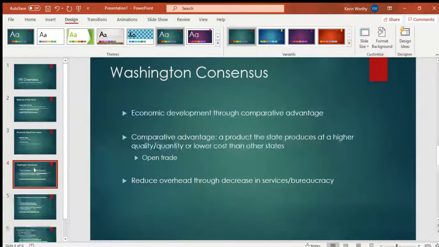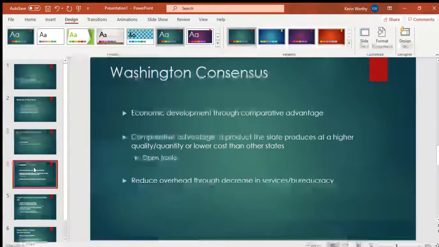And part of it is that the way that you develop is through comparative advantage. So if you're a state that produces coffee or cotton at a high level, right, that you can produce it at a low cost or a high quality, then you should really get into that, right? You should focus on that product, right? You should find that one product and you should make it really well, and you should trade it out to the world. And so your trade should be open.